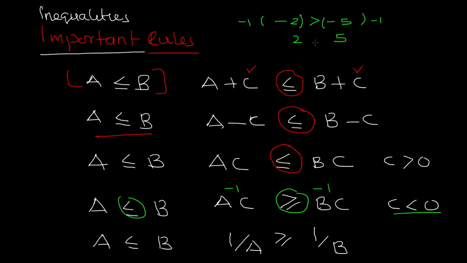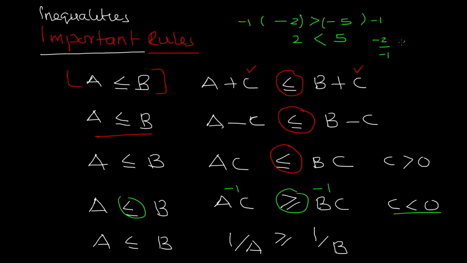So now, what is the true statement that we can have here? It's to say that 5 is greater than 2, or 2 is less than 5. So this is the reason why this sign changes. And it would be true if I had -2 divided by -1 as well.